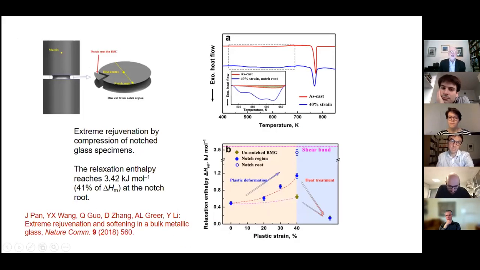Now, what we can do further is measure the energy of this. So we take the notch material out. You can cut a little bit out of the rim, notch edge. You do your DSC traces. You measure the stored energy. It's enormous. It's over 40% of the heat of fusion as extra stored energy in this system.